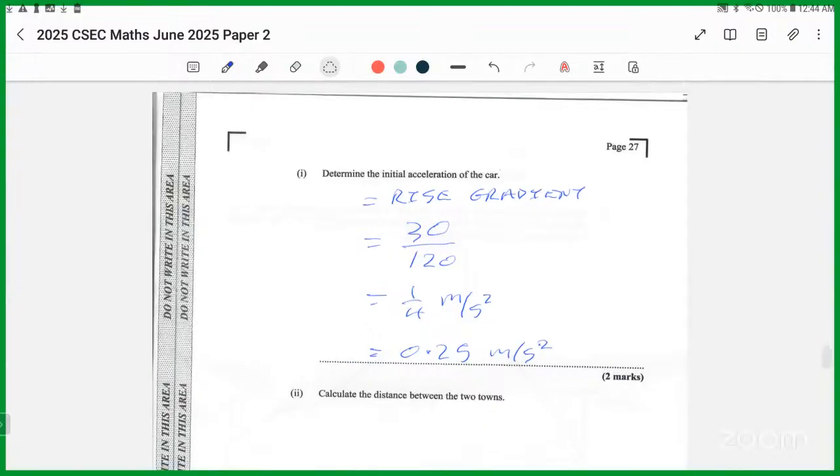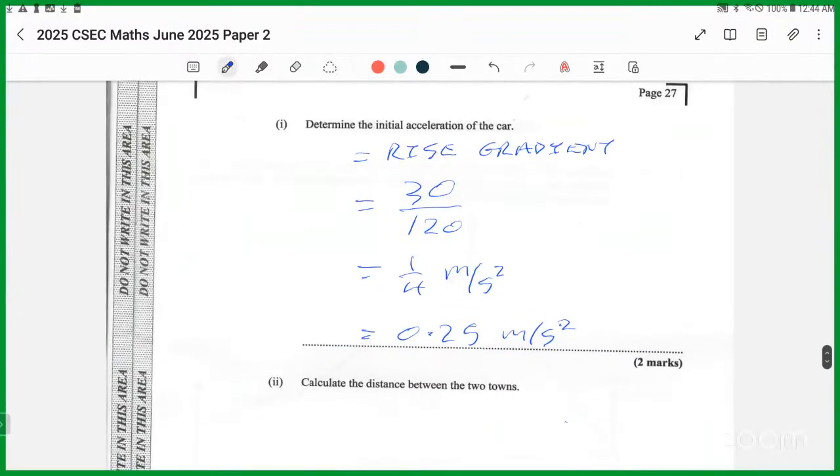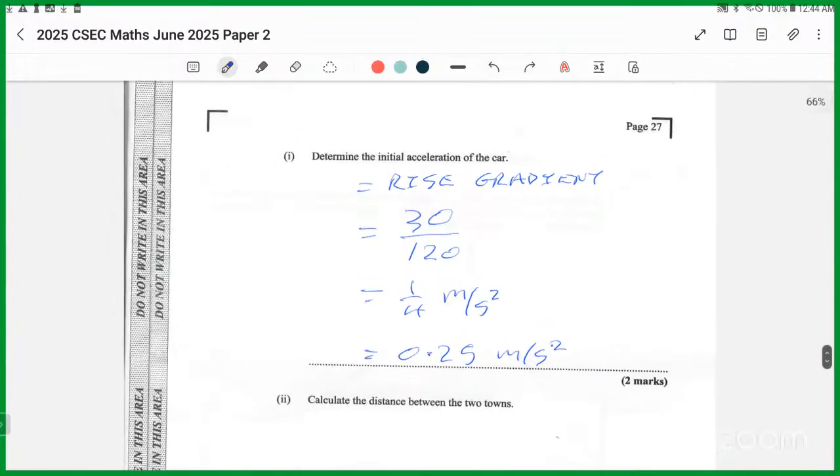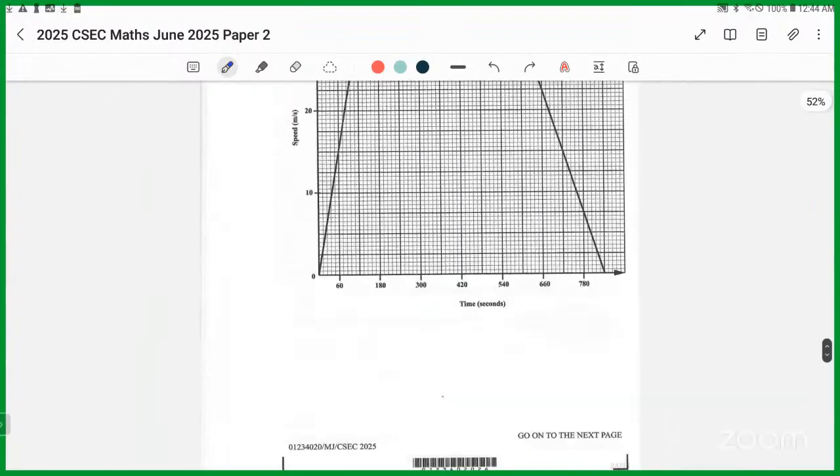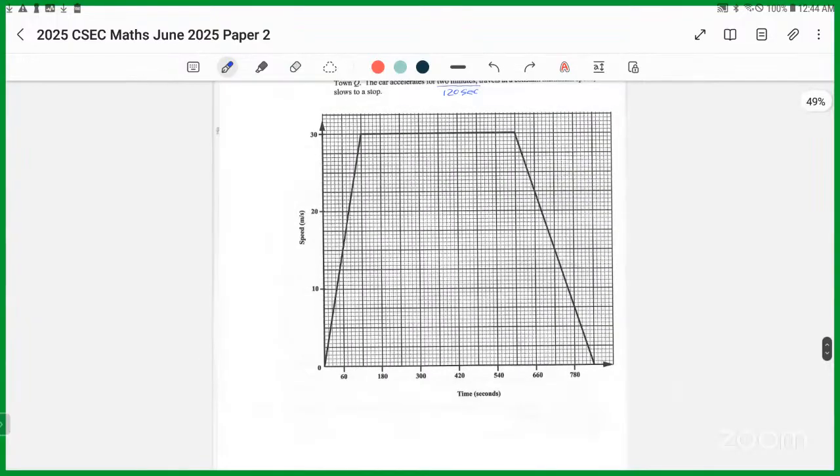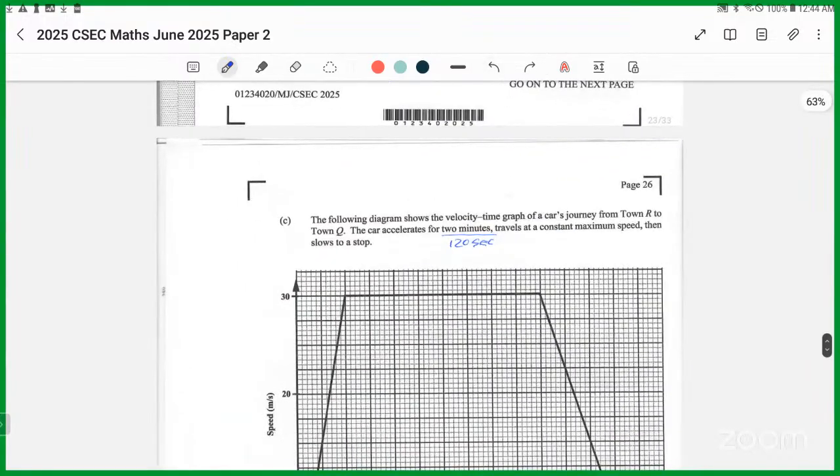All right, next part says calculate the distance traveled between the 2 towns. So the distance between the 2 towns is the area under the graph, as the area under the graph is the distance traveled. The question says it travels between the towns, starting at R and stopping at Q. So it's the area under the graph.